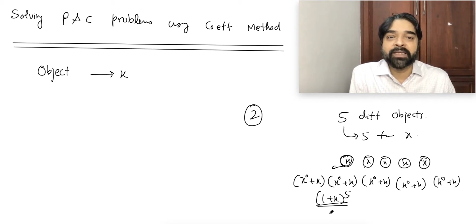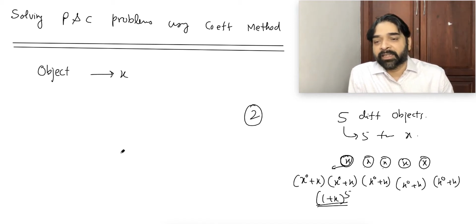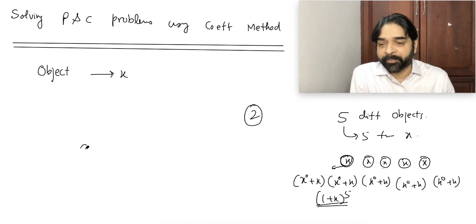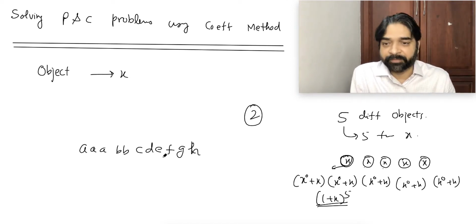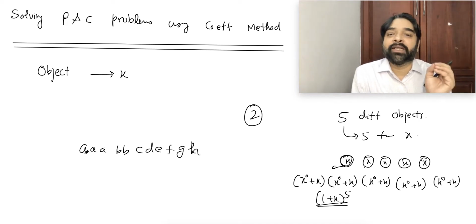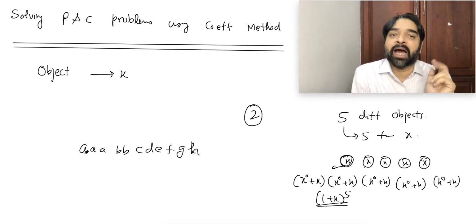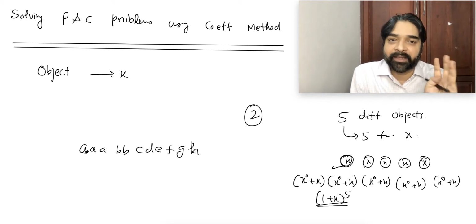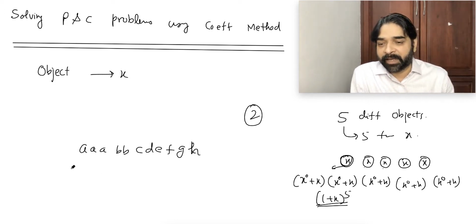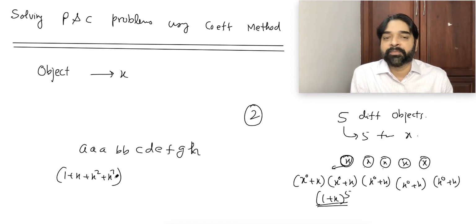Why 1 plus x? Because 1x may come, may not come. Imagine, suppose I am having A, A, B, C, D, E, F, G, H. What is the equivalent x of it? First go to the A. A will say either I will give 0A, or 1A, or 2A, or 3A. So the bracket of this A will be 1 plus x plus x square plus x cube. Everything is x only.